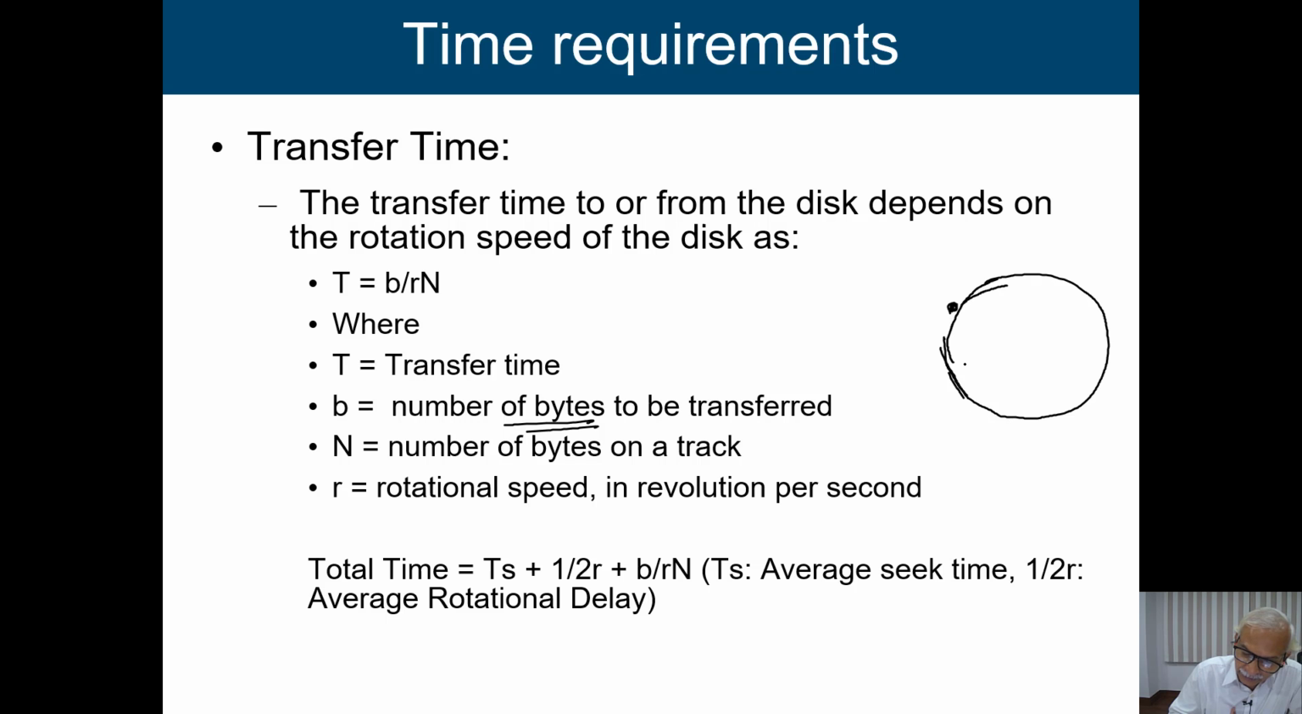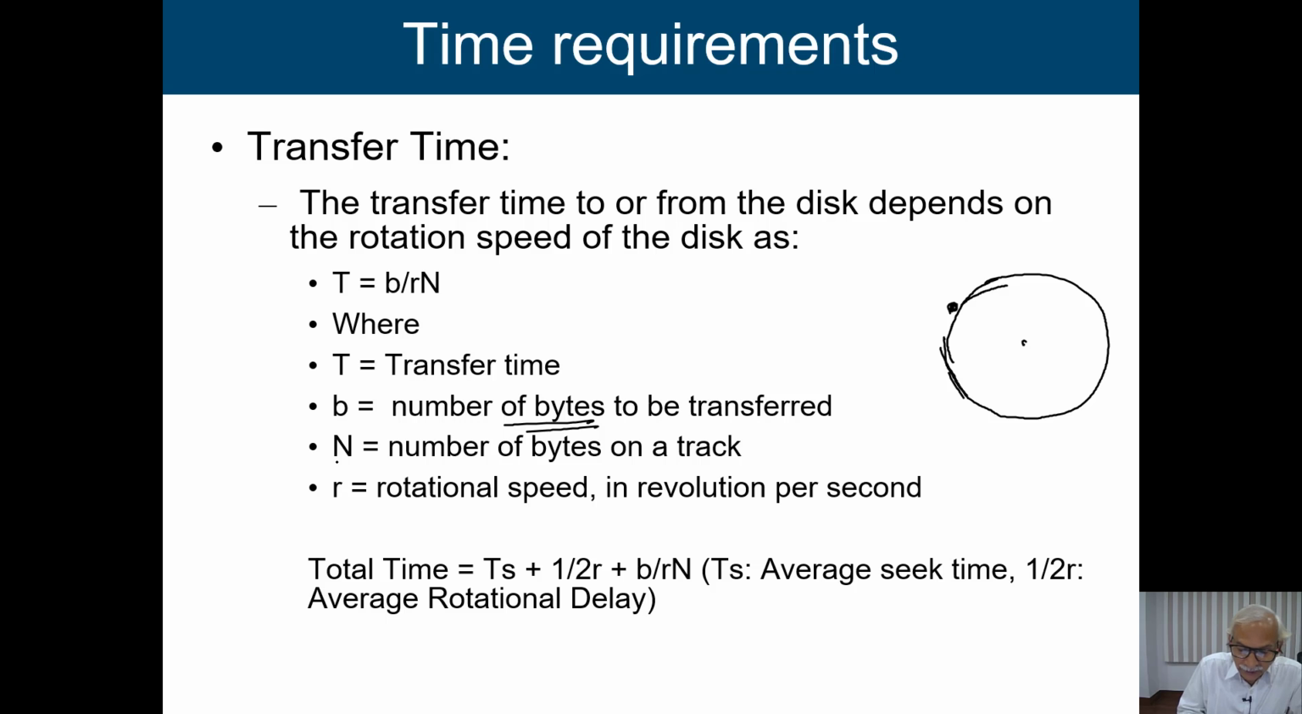So what is the total time required to transfer it? R is the rotational speed in revolutions per second. So in 1 second, how many revolutions it can make. From that we can find out what is the time required for one revolution. Okay, so this is the way we can look into it.